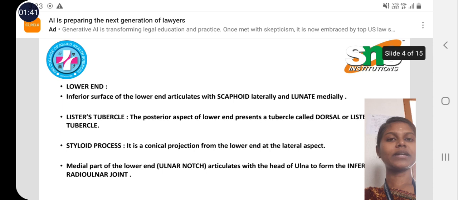Moving on to the lower end, the inferior surface of the lower end articulates with scaphoid laterally and lunate medially. Lister's tubercle. The posterior aspect of lower end presents a tubercle called dorsal or Lister's tubercle. Styloid process. It is a conical projection from the lower end at the lateral aspect. Medial part of the lower end, known as ulnar notch, articulates with the head of ulna to form the inferior radio-ulnar joint.